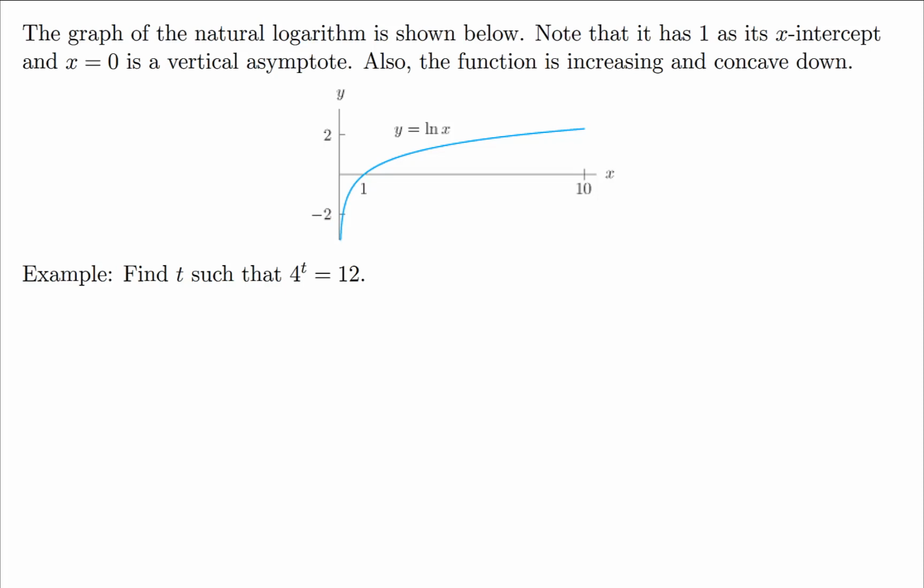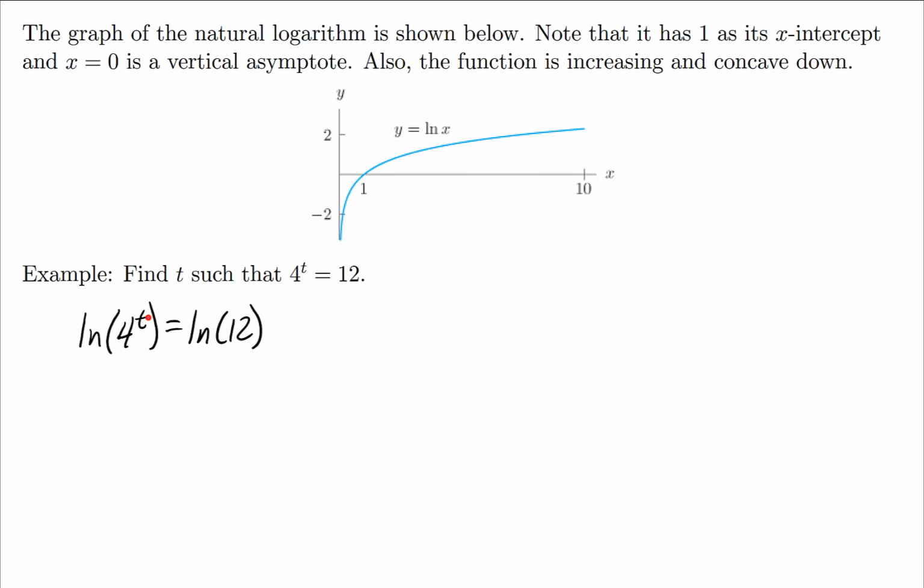Let's use these properties to solve an easy equation. Let's find t when we have 4 to the t is equal to 12. Anytime you have an exponent that's a variable and you want to get to that variable, you need to use a logarithm. So the first thing that I'm going to do is take the natural log of both sides of this equation. Now, what was the point of doing this?